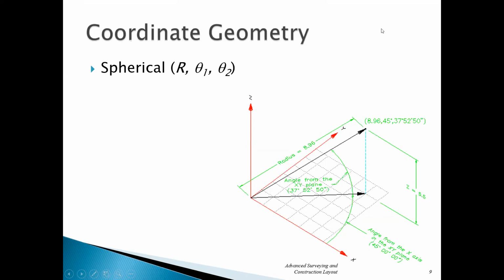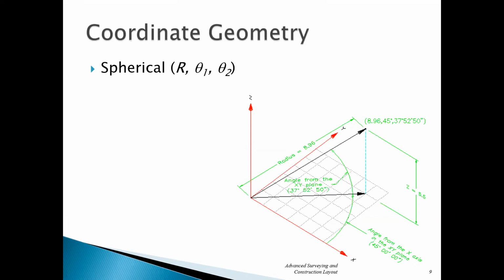And then it's going to measure that slope distance, which I'm showing as a radius. So that radius there is the radius of a sphere. And so you can see what you get is a radius, an angle in the horizontal plane, and an angle from the XY plane. And again, that point is the exact same point, 5, 5, 5.5.